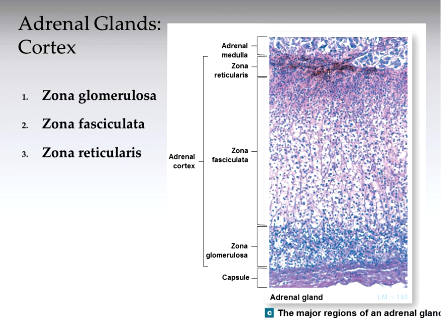Then you transition into this neuro-like tissue that's going to make your norepinephrine and epinephrine. Now, ACTH wants to come to the zona fasciculata, and it wants all of these cells in the zona fasciculata to take cholesterol and make more cortisol. Okay? So that's the pathway from the hypothalamus.